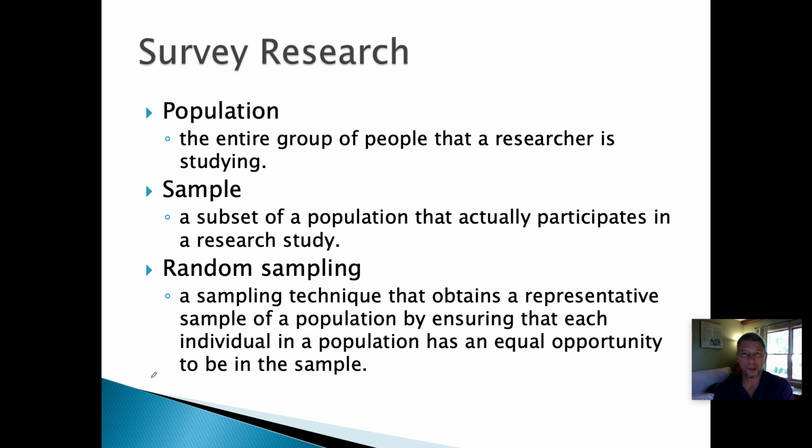So what you really do is you go out and you choose a subset of that population, and we call that subset a sample. The sample is defined as a subset of a population that actually participates in a research study. These are the people that you actually ask the questions of. You don't ask the entire population because that would be prohibitive, but you ask 1,000 people or 2,000 people, whatever it happens to be. But in addition, you need to make sure that you randomly sample that population.